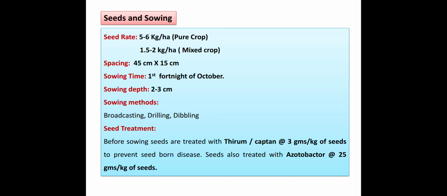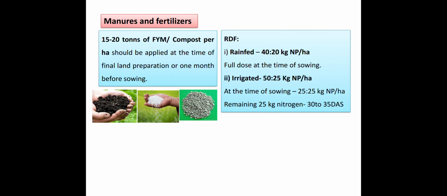Then sowing can be done by methods like broadcasting, generally by drilling and dibbling. Seed treatment: before sowing, seeds are treated with Thiram and Captan at the rate of 3 grams per kg of seed so as to prevent seed-borne diseases. Also, it is treated with biofertilizers like Azotobacter at the rate of 25 grams per kg of seed.